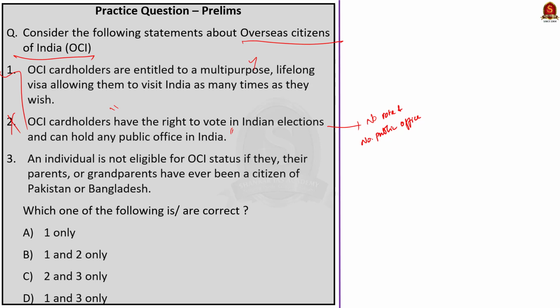See the third statement. An individual is not eligible for OCI if their parents or grandparents have ever been citizens of Pakistan or Bangladesh. See, this statement is correct as we have seen in our discussion. So statement 2 alone is incorrect. So the correct option is option D.